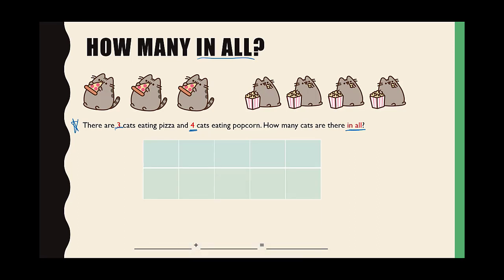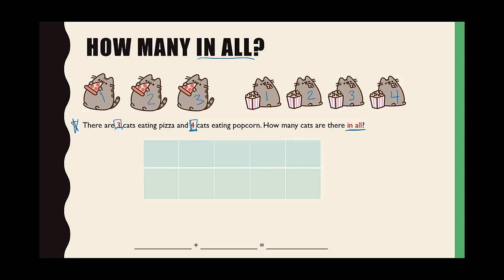So first what we're going to do is we're going to count how many are in each group. And we can use our word problem to help us. So it says there are 3 cats eating pizza. So let's count our cats eating pizza. 1, 2, 3. And there are 4 cats, it says, eating popcorn. So let's count them. 1, 2, 3, 4.